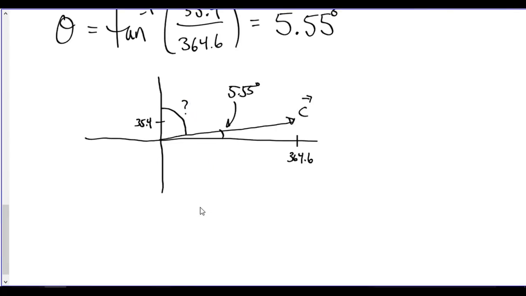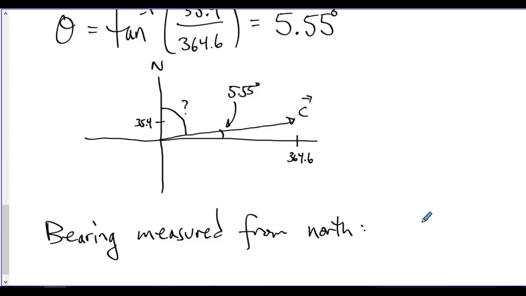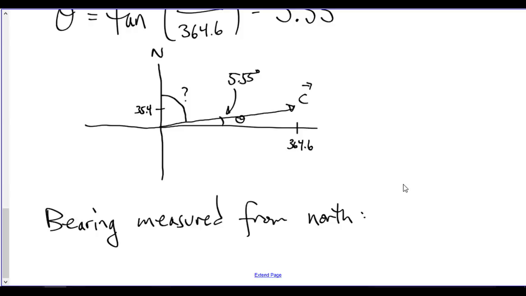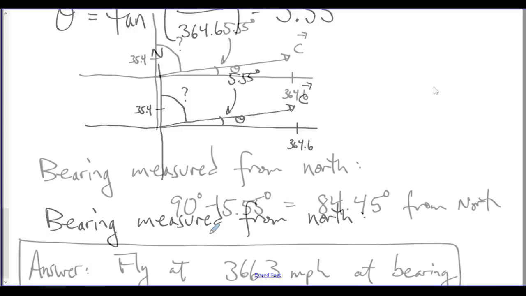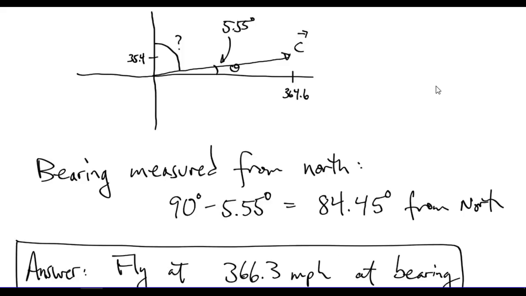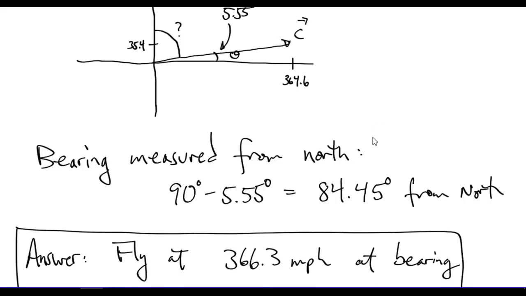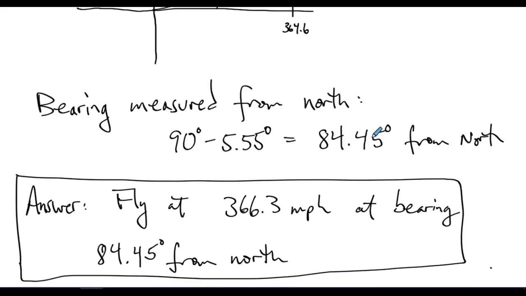Then we could call that the bearing, right, from north. Well, just knowing that theta is an angle in the first quadrant measured in standard position, positive being counterclockwise, from that understanding, that's where I make the conclusion that I have to take 90 minus the 5.55. All right, so then we'll take 90 degrees minus the 5.55 degrees and get 84.45 as the bearing, that is the angle measured from north. So our final answer is fly at a speed of 366.3 miles per hour at a bearing of 84.45 degrees from north.